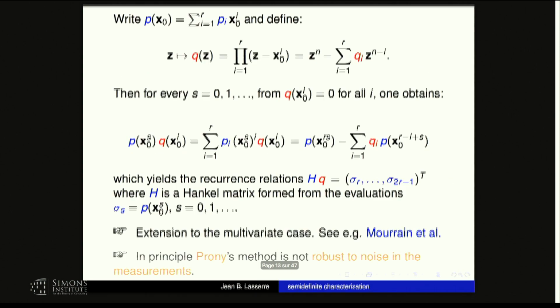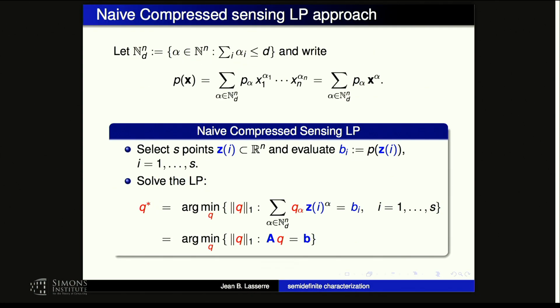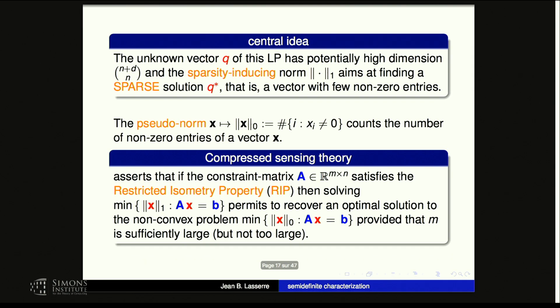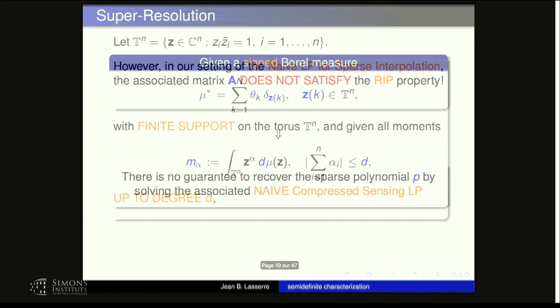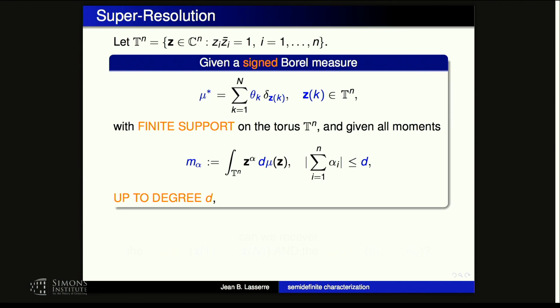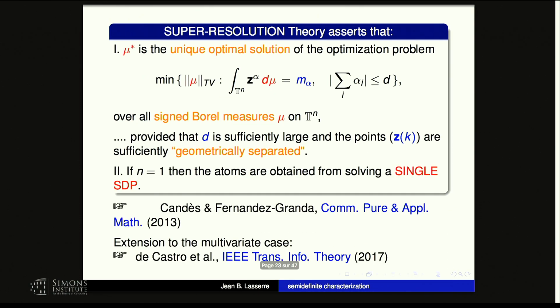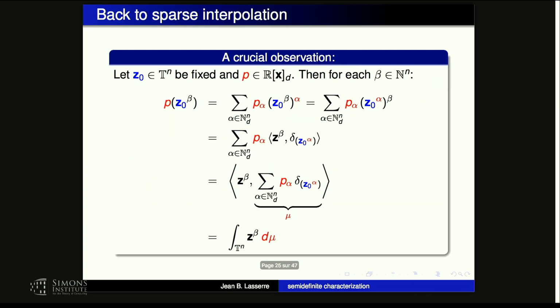So we have seen Prony methods, the naive compressed sensing LP approach to recover your sparse polynomial, and super resolution. There are three methods. Now we go back to the sparse interpolation, because we have seen this for just recovering a measure. The central idea is very simple here, just one slide: interpret a polynomial P as a signed measure.